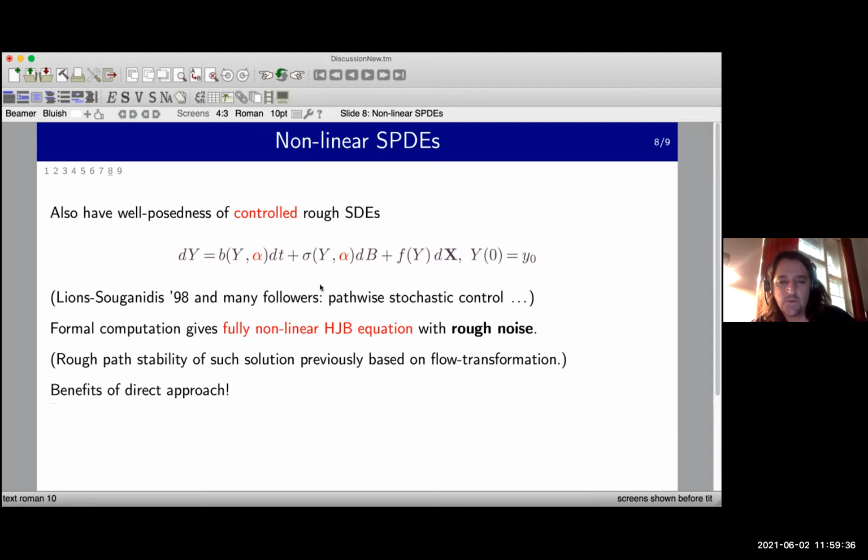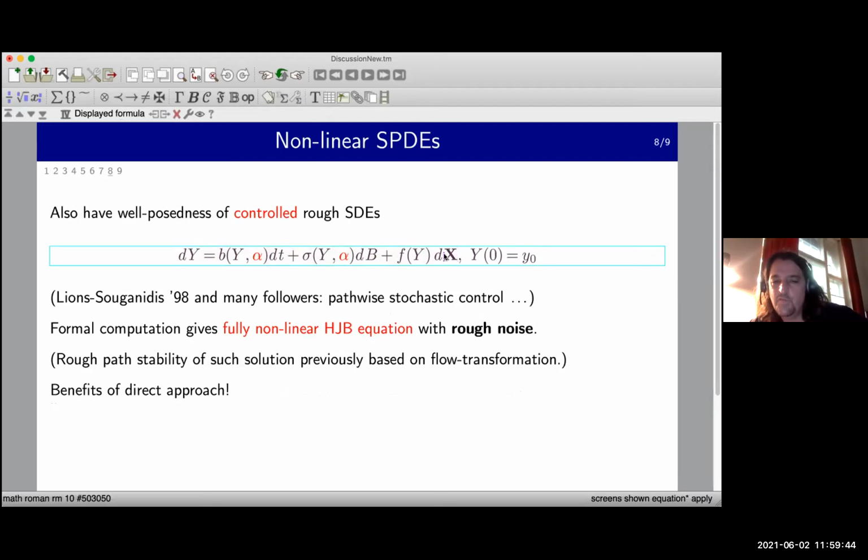So there's a cool thing that has been made possible using stochastic sewing, is that we can construct these hybrid solutions not only for some rough path x and some Brownian motion b, and some Markovian, state-dependent coefficients, but we can also let them be controlled. So alpha is exactly what you think it is. It's some adapted control process.